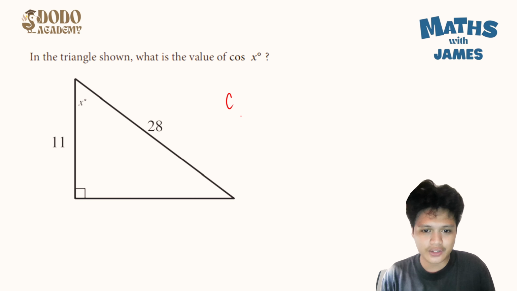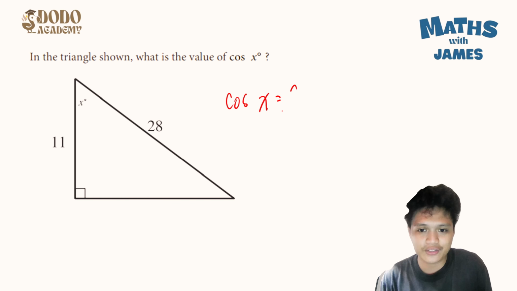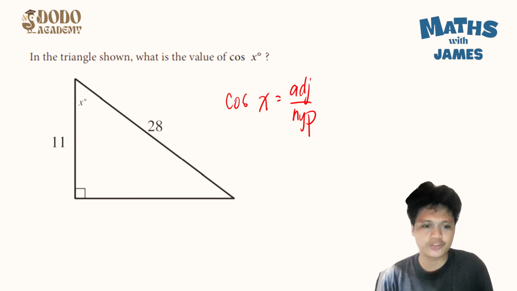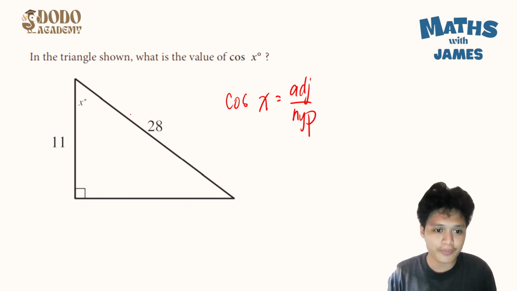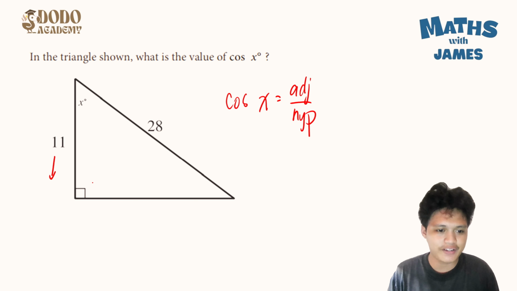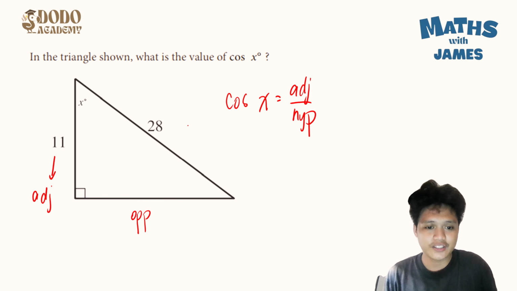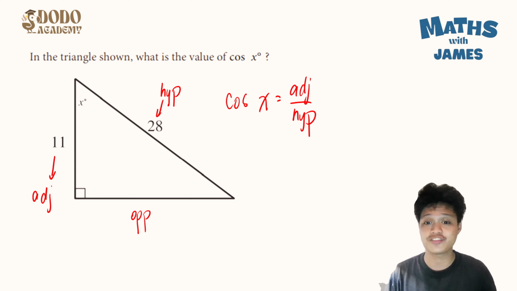Take note that the cosine of x, if you can still remember SOHCAHTOA, actually stands for the adjacent side over the hypotenuse. And take note that with respect to this angle x, we have this 11 as our adjacent. This other side, let's label it as the opposite side. And we have this 28 as the hypotenuse since its opposite angle is the right angle.